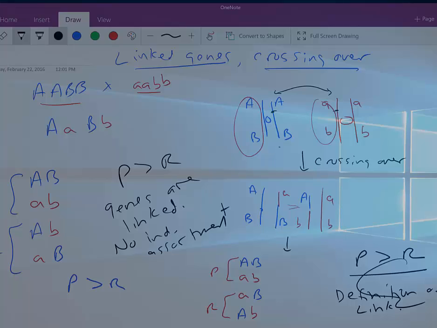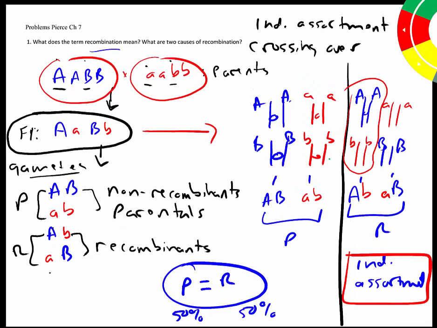Alright, so that was kind of a long answer to this question, but that's what's going on. But just to remind you that even if it is independent assortment, we still can get recombinants. So in a test cross for two genes, what types of gametes are produced with complete linkage, independent assortment, and incomplete linkage?